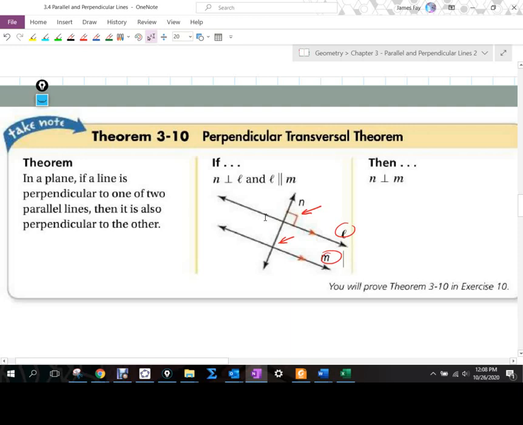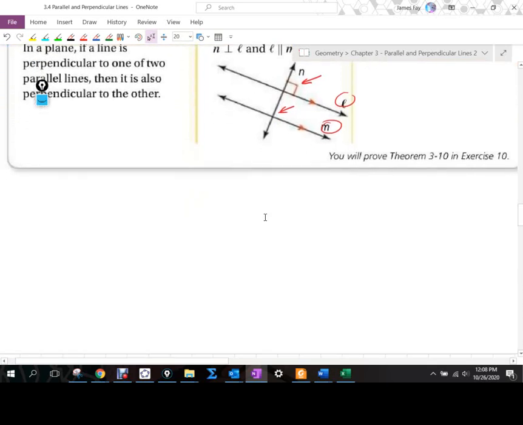Are these easy to comprehend? If I'm going too fast, stop me. If something doesn't make sense, stop me.